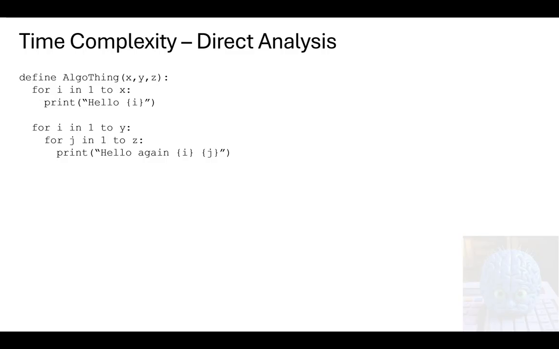And you should have x for the first one and yz for the second one. Now, when we add these together, x plus yz, we might expect that if everything was roughly similar, then yz is going to be bigger than x. But we don't know that. X could be increasing far more rapidly.